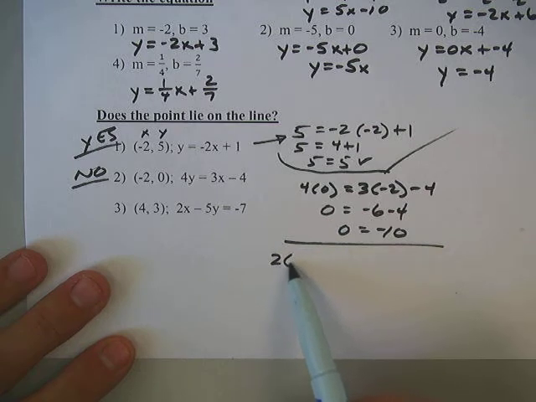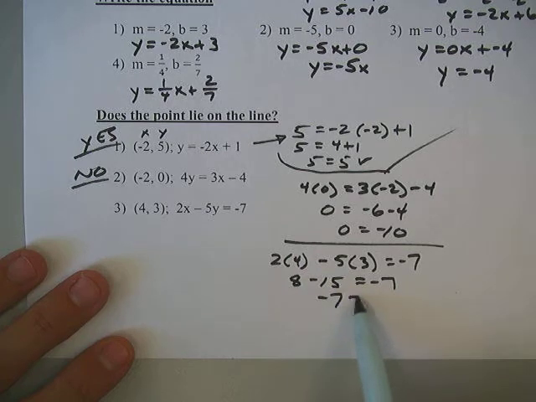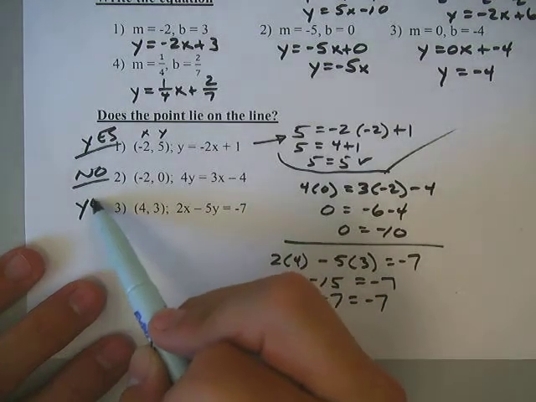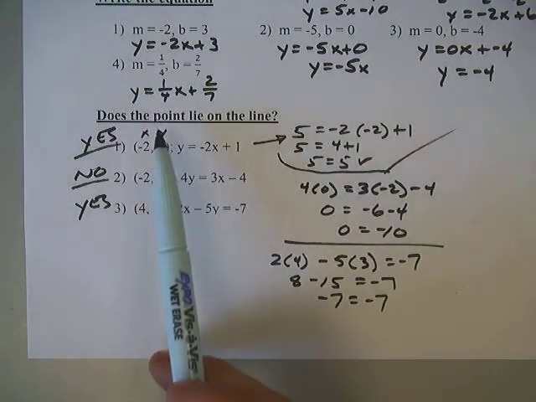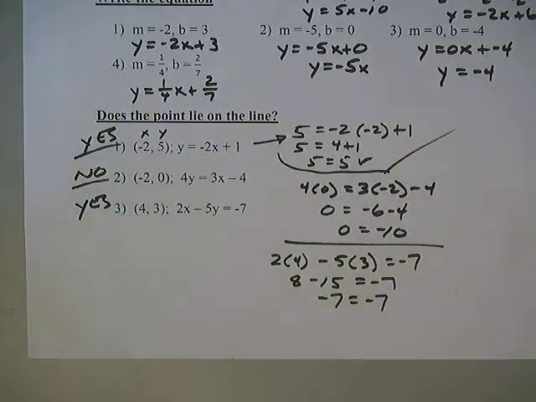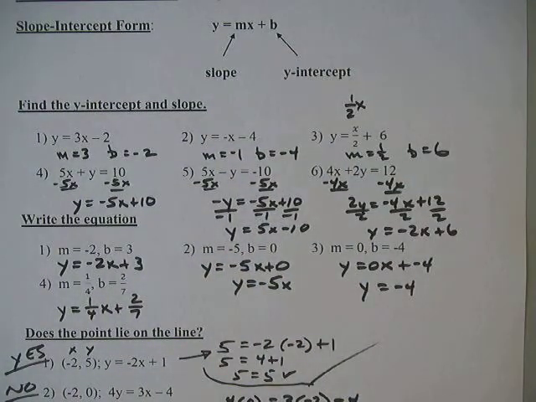Last but not least, what if I did this last one? So this one, it's 2 times x, so it's 2 times 4 minus 5 times 3 equals negative 7. 8 minus 15 equals negative 7. 8 minus 15 is negative 7, so yes, this one is. And that's all there is to it in terms of figuring out whether or not the point lies on the line. Okay, and that's the beginning of, I guess, slope-intercept form.